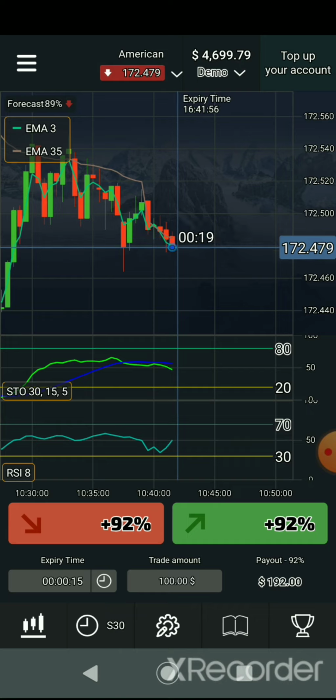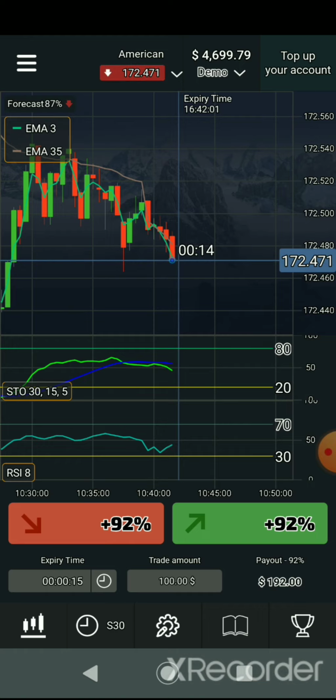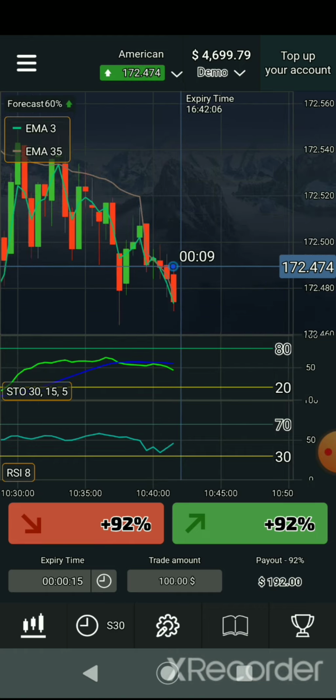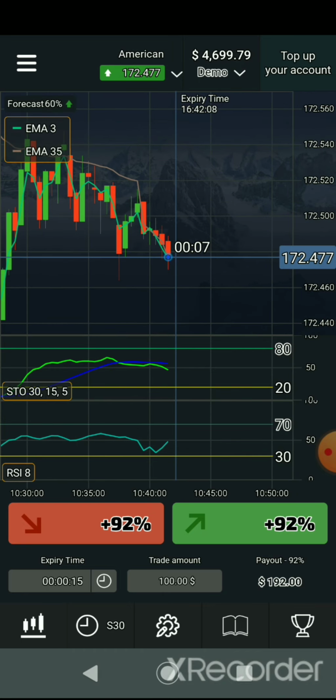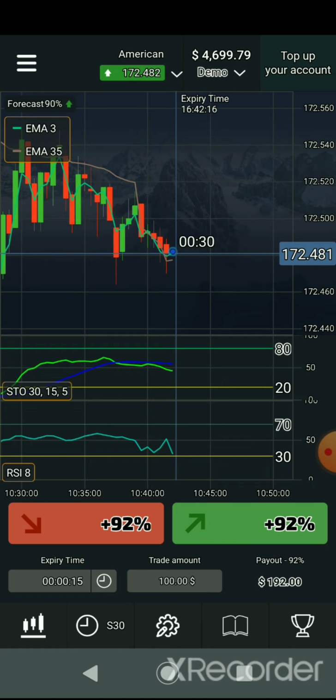As you can see right now, we're trading an Apple instrument. You'll see me switching from instrument to instrument, from stock to stock, just trying to see what's going on. Immediately, what you will see is also that I'm on a 15-second time expiration down at the bottom. I'm trading $100 on this demo account. We're just trying to see what we can do.